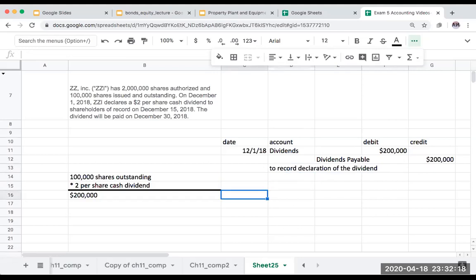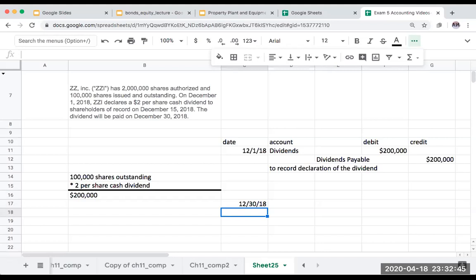The date of record on December 15th, I don't care about. That is for the company's transfer agent. It determines who is eligible to actually receive the dividend. I know that I'm paying out $200,000; who I pay it to is the job of the transfer agent. This is going to be paid on December 30th, 12/30/18.